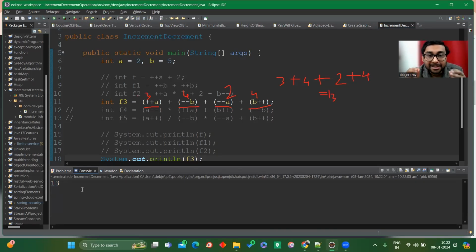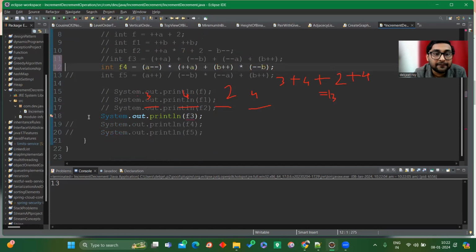It's very simple, but the concepts need to be understood, like how we have to implement. We have to implement with the BODMAS rule as well. So now let's jump on to F4 to understand the BODMAS rule concept as well. So we will comment out this one and we'll be uncommenting for F4.